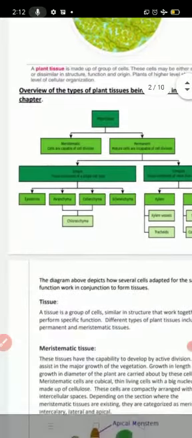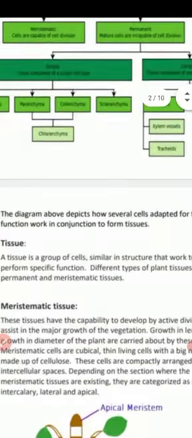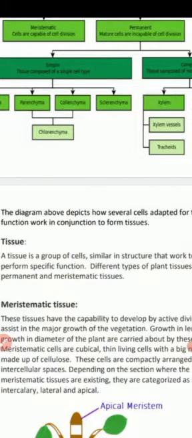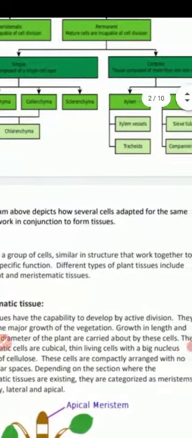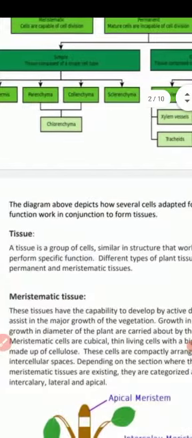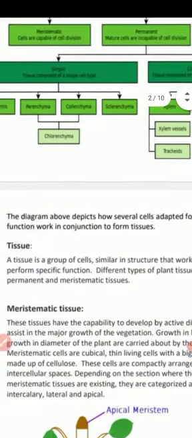The definition of tissue is: a tissue is a group of cells similar in structure that work together to perform a specific function. Yes, the group of cells is known as tissue. Lots of cells make tissues, and tissues make organs, and organs make an organization for a special function.